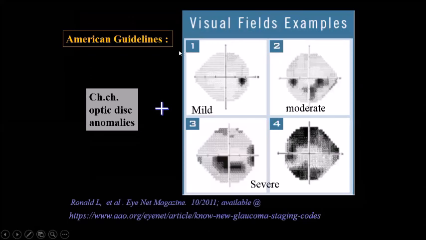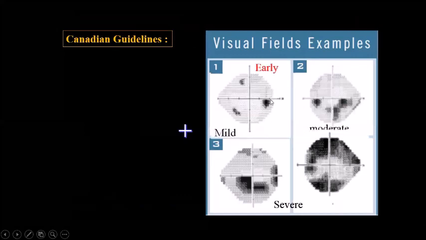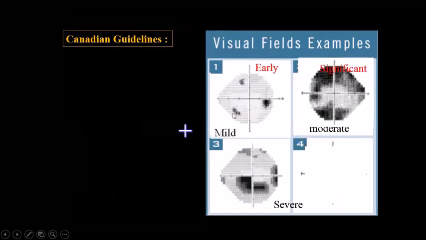This is the way the American guidelines will say glaucoma is mild with no field changes at all. Glaucoma is moderate with affection in one of the two hemispheres. Glaucoma is severe if there is affection in the two hemispheres or in the central part. The Canadian guidelines will say changes, this is early; significant changes but not in the center, this is moderate; affection in the center, this is severe. So there are no hard borders between different systems.